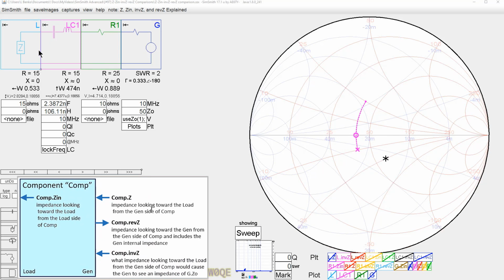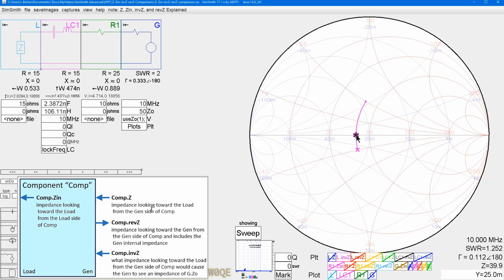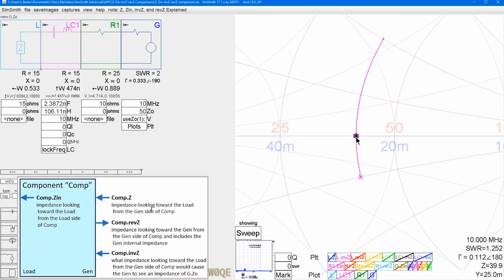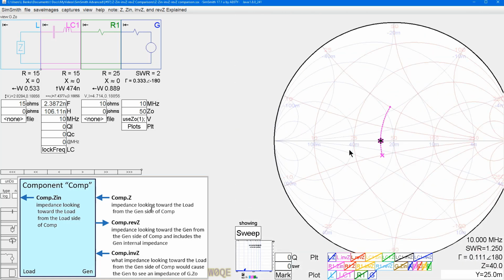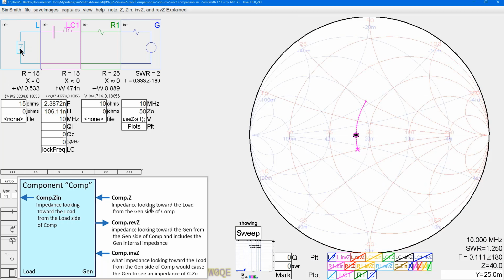L.invZ, looking right here. What impedance over here would match this to G.Z0, which is 50 ohms? So what we see is at 10 megahertz, this should be 40 ohms. So if we put a 40 ohm resistor in here at 10 megahertz, we would have 40 plus J0 plus 10. 40 plus 10 is 50. 50 plus J0, and that would match.